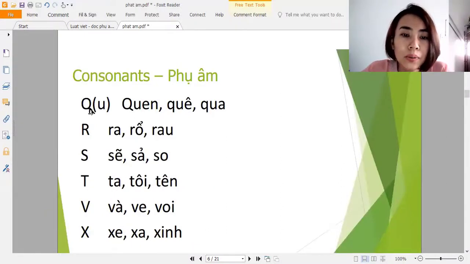Next, this is Q, and Q doesn't stand alone as a consonant. It is a consonant cluster. Q always goes with U to make a gua sound. In English you have quiet, but this is like quit. It doesn't have air coming out. Vietnamese sounds have less air coming out than English consonants. Now, let's start: quen, quê, qua.